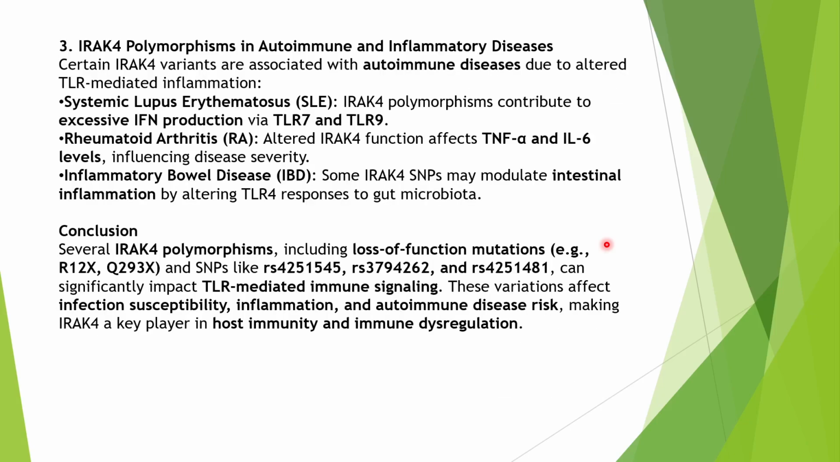Then IRAK4. Not only this, but IRAK4 also is involved in autoimmune and inflammatory diseases. So, like previously mentioned, in SLE, RA, and IBD, that is your systemic lupus erythematosus, rheumatoid arthritis, and inflammatory bowel disease. So, these are just examples, we're not being very specific. This is specifically for TLR7 and 9.